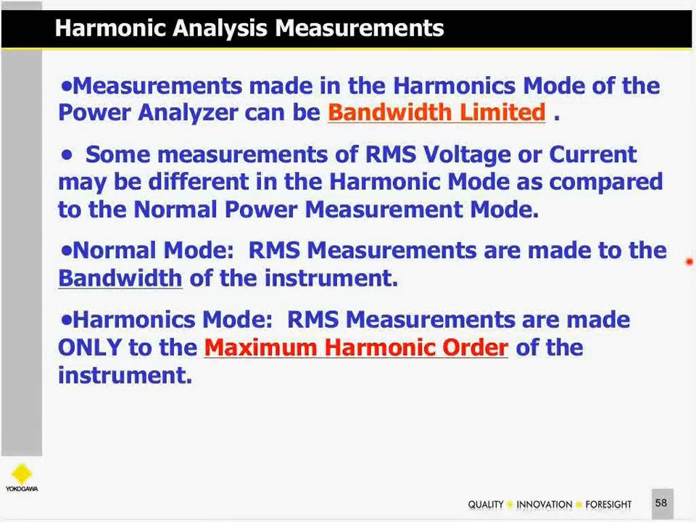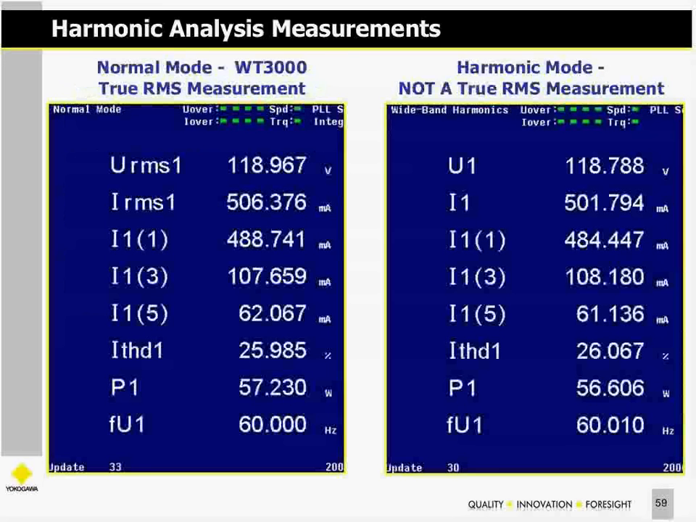The normal mode is a true RMS measurement, typically to the bandwidth of the instrument. And the harmonic mode is usually a summation to the maximum harmonic order content only. Now, we've made a few changes in one of our newer instruments where we do the harmonic analysis simultaneously with the normal measurement. So here we're looking at an RMS of 118.9 volts, and we can look at the fundamental currents. I've got the third and fifth order listed. I can do a THD calculation. And this is all running simultaneously with the harmonic content as we are doing the RMS measurement calculation.